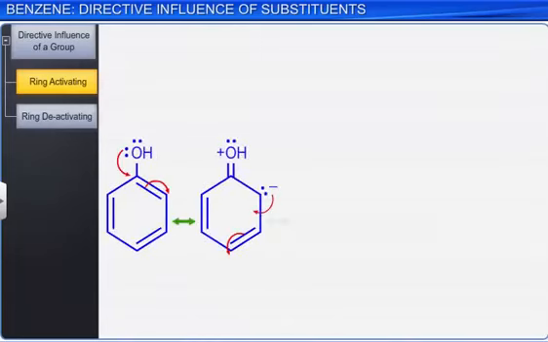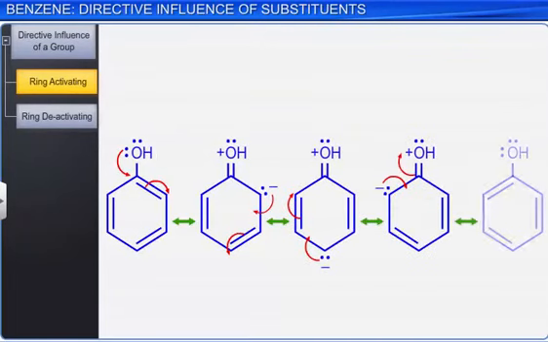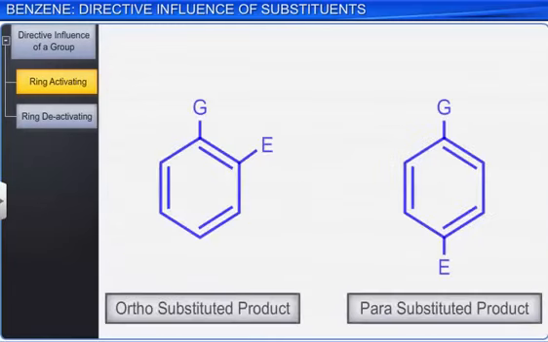The following resonance structures of phenol show that the electron density is much concentrated at ortho and para positions than that at the meta position. Thus, ring activating groups are said to form ortho and para substituted compounds in major amounts.